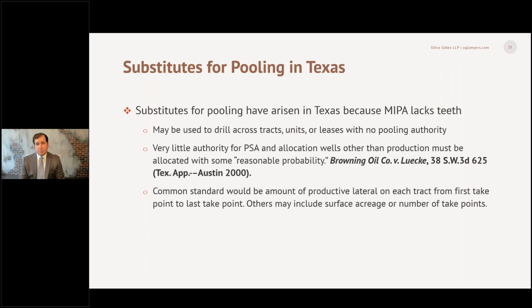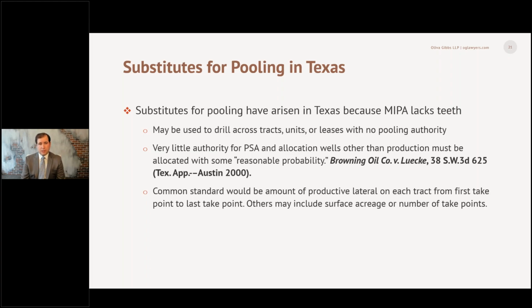So as we just went over, MIPA seems pretty difficult. It's not often used, and because of this, some substitutes for pooling have arisen in Texas because MIPA just lacks the teeth to do what you need to do, versus in Louisiana where those compulsory units really handle it all for you, and you don't have to meet that fair and reasonable offer standard. In Louisiana, there is no fair and reasonable offer. You apply for that authorization to force pool those tracts, and that's it. As long as you own a great percentage in the well and the unit that's getting formed, you get authorization for that.